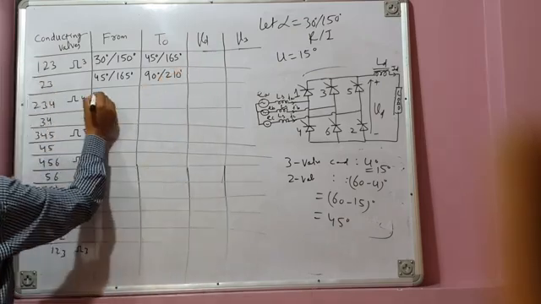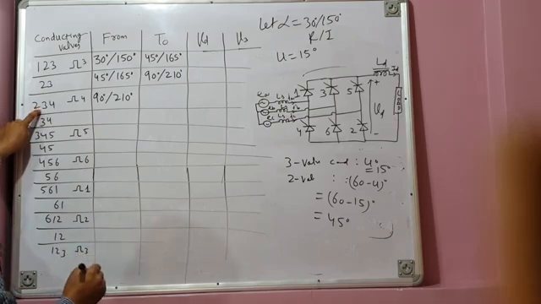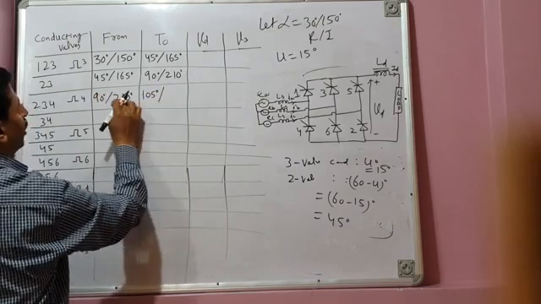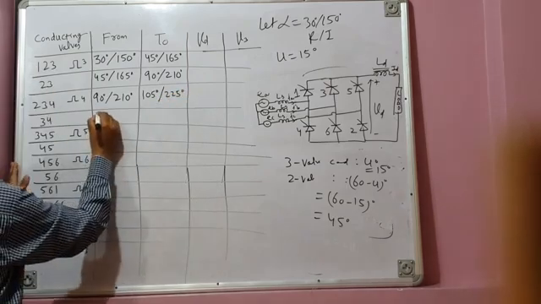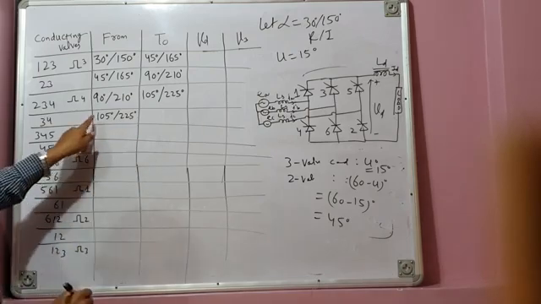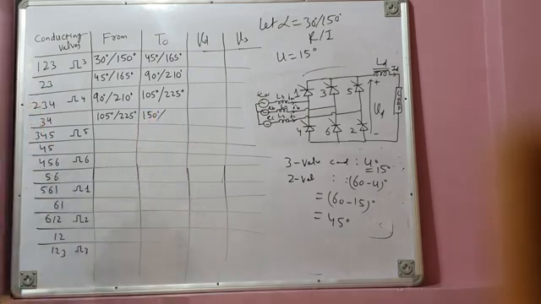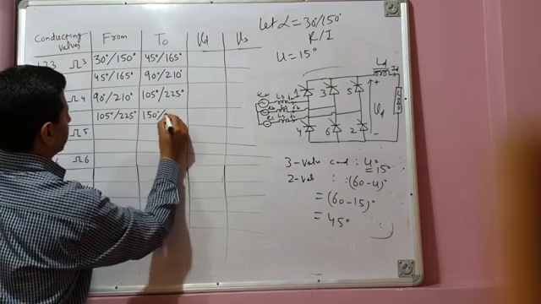So you can continue like that. Then you can start from 90 degrees or 210 degrees. Again, there is 3 valve conduction for 15 degrees. So that means 90 plus 15 is 105 degrees, or 210 plus 15 is 225 degrees. Then 2 valve conduction from 105 degrees or 225 degrees to 105 plus 45, 150 degrees, or 225 plus 45, 270 degrees.